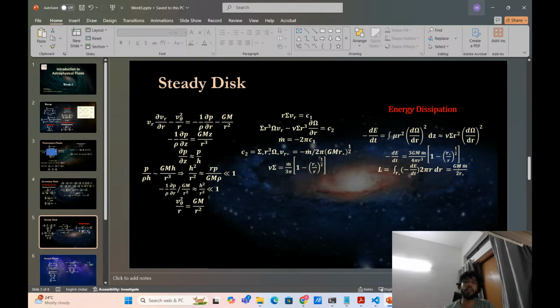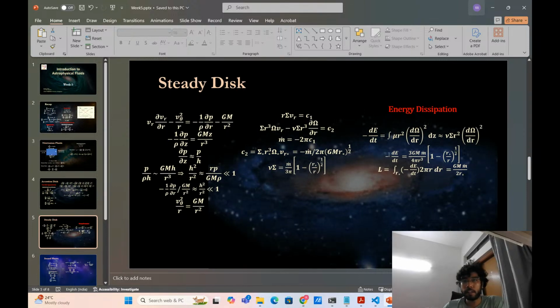So this is exactly equal to half of the gravitational potential energy of the matter that is being accreted, and the rest of the energy is basically translated into the kinetic energy of the matter that is accreted.